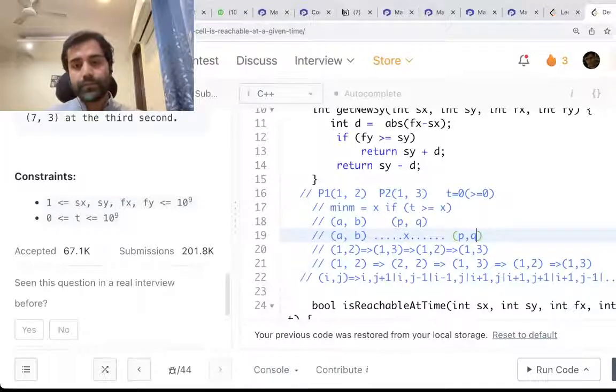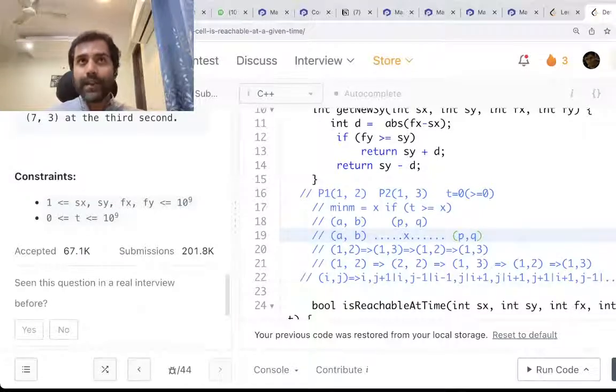Now if somebody asks you one simple question, is it possible to go from a comma b to p comma q after x plus 2 transitions? Is it possible? I would say yes, it is possible for x plus 2 transitions also. Why? Because I can just go back from here to the previous point where I came from, and then come back from there to here. So if it is possible to do it in x steps, I can also do it in x plus 2 steps, x plus 4 steps, x plus 6 steps. So basically I can do it for all, right?